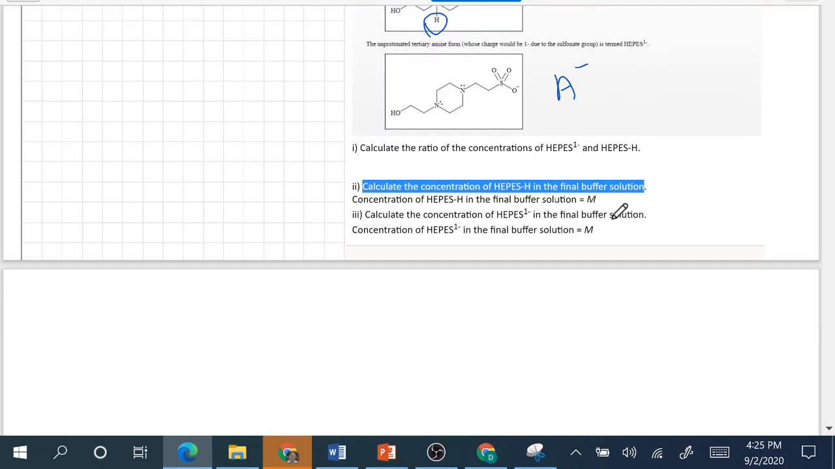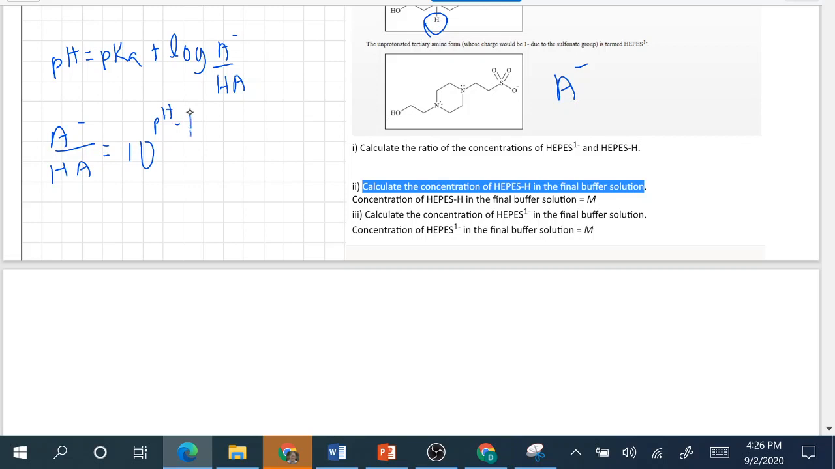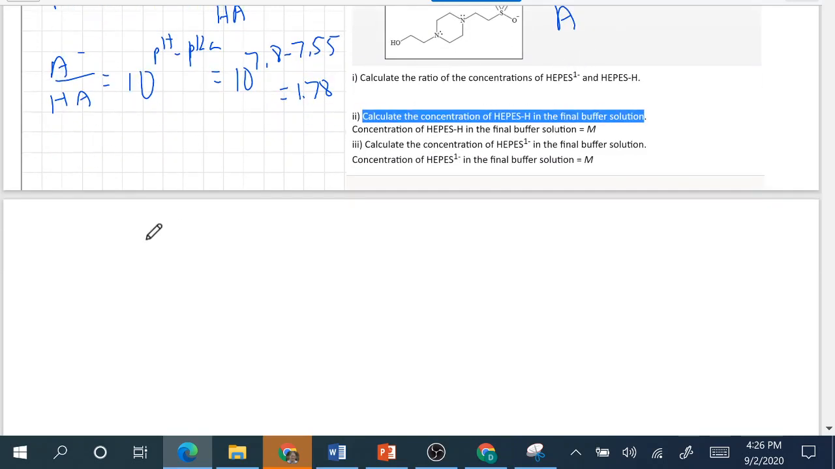Okay, so we actually did that earlier. We saw that the pH is equal to the pKa plus the log of A minus over HA. So A minus over HA is equal to 10 to the pH minus pKa, which is 10 to the 7.8 minus 7.55, which is equal to 1.78. Okay, so that's our A minus to HA ratio. So that's the first part of this question.